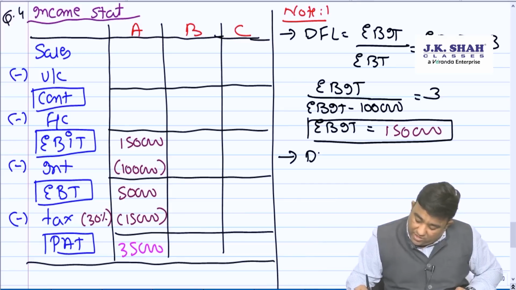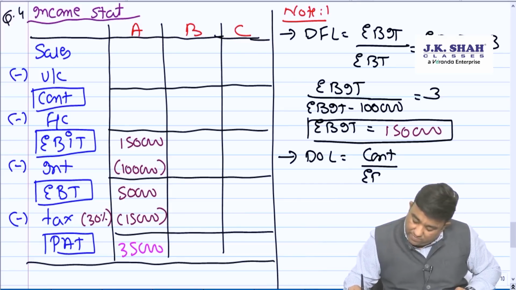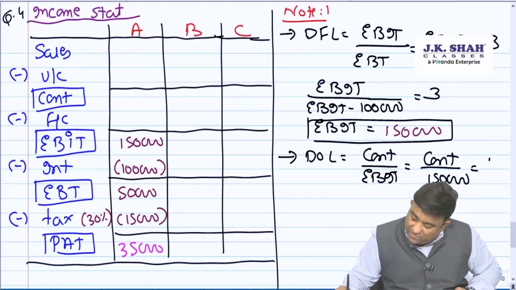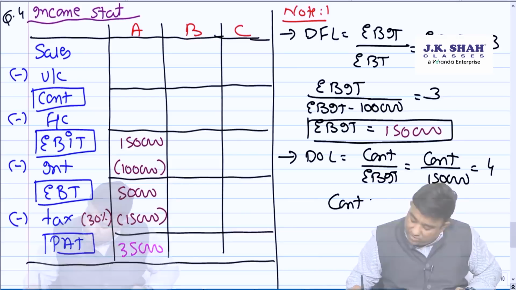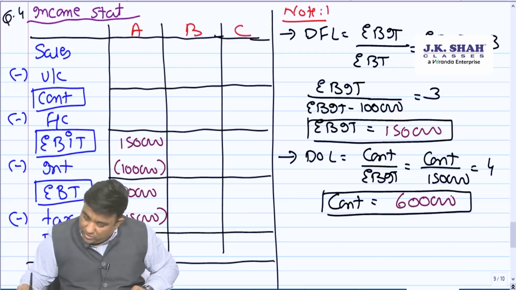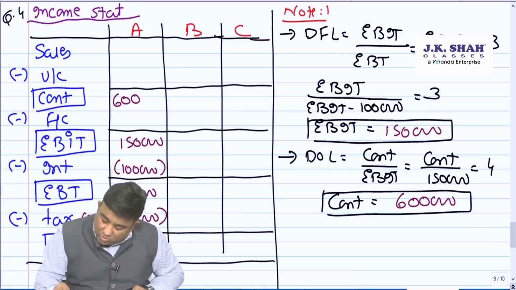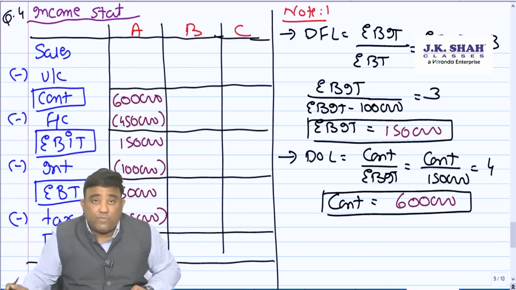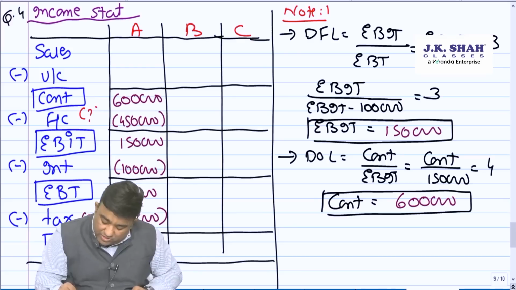Now obviously DOL. DOL is contribution upon EBIT. We don't have a contribution, but we have an EBIT of 1.5 lakh and DOL is 4. So can I have a contribution ready? Yes. Contribution is going to be 6 lakh. As this is 6 lakh, obviously fixed cost needs to be 4,50,000. Clear everyone? I can just put a question mark here.